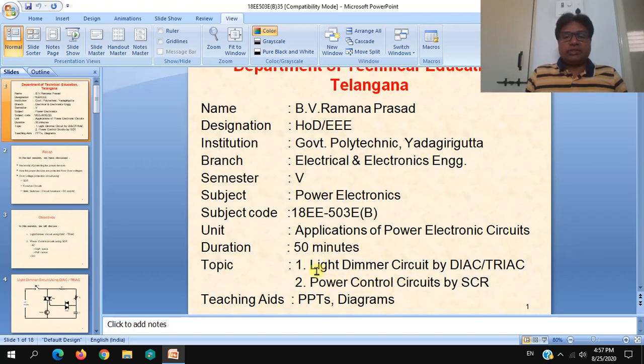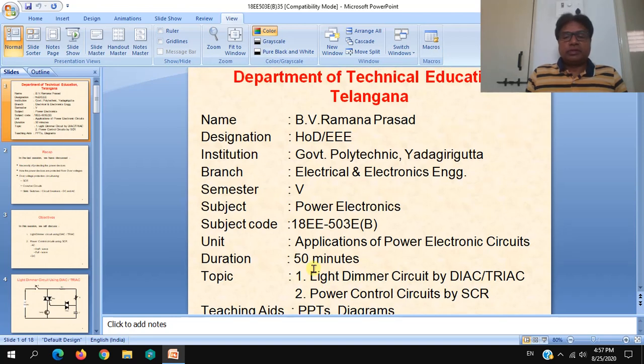And in this session, we are going to discuss particularly two aspects of applications of power electronic circuits: light dimmer circuit by using diode and triac, and power control circuits by SCR.